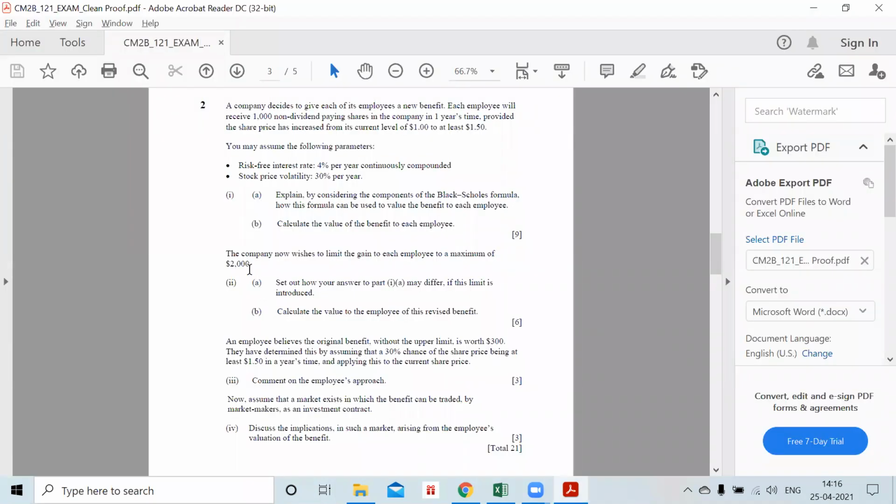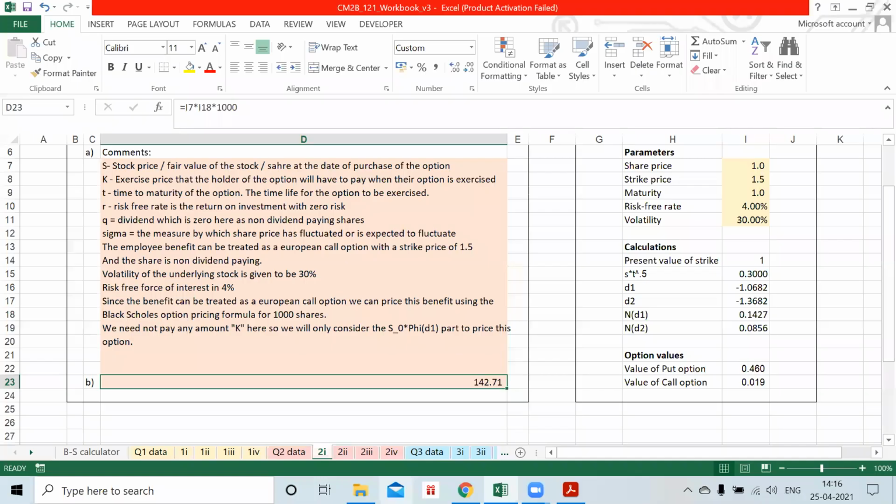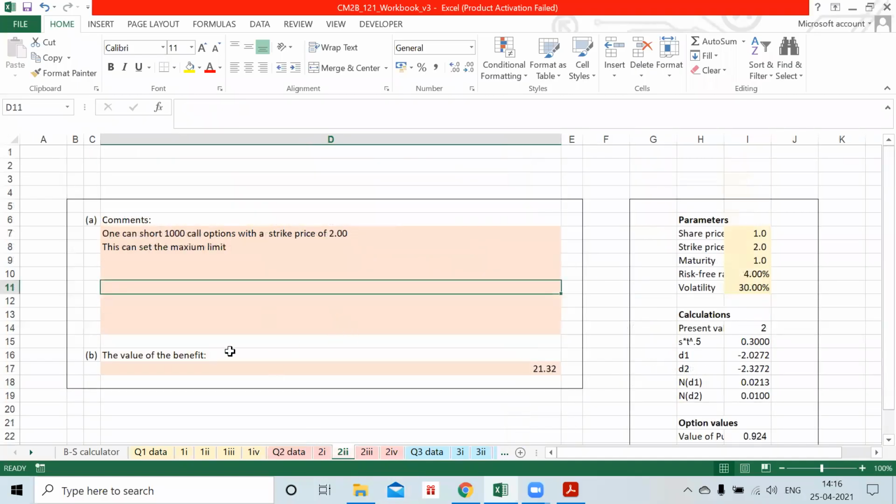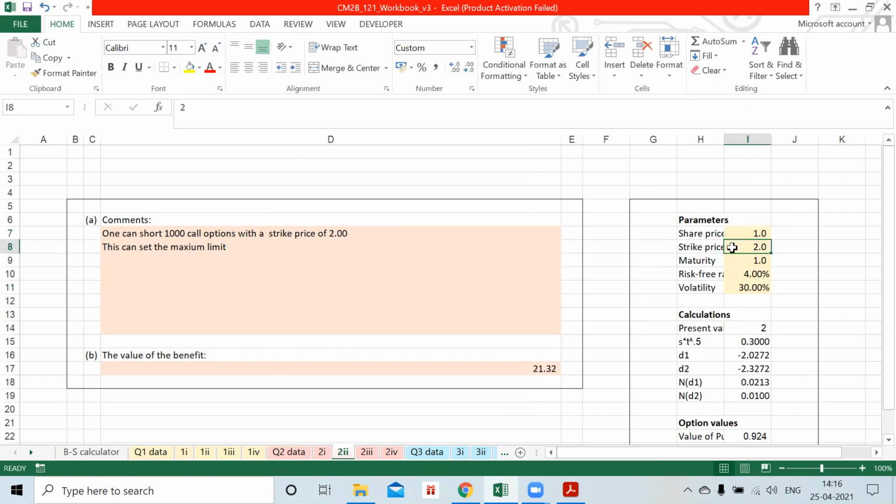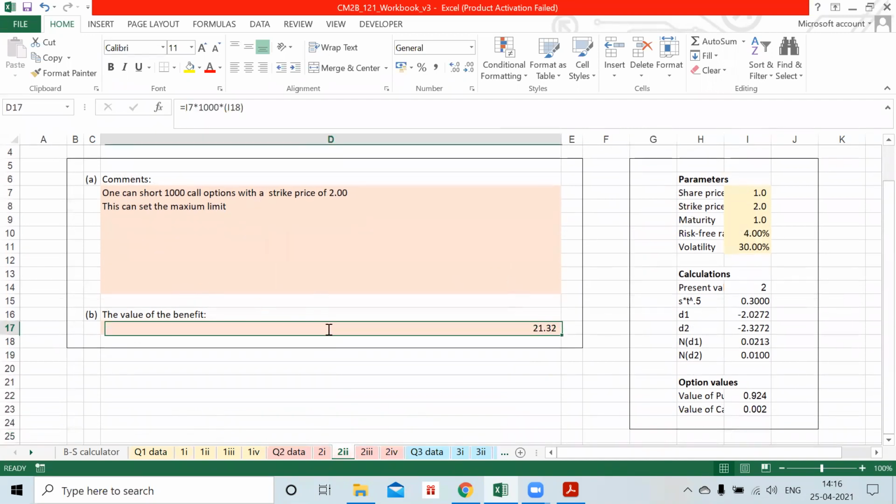Now, the company wishes to limit the gain to each employee to a maximum of 2,000. Set out how your answer to part 1 changes if this limit is introduced. So now what we have done is we are introducing a maximum of 2,000. It's just taking a replicating portfolio where I've set the strike price to 2. Okay, considering this is in thousands, we set the strike price to 2, and we have calculated the same thing but with a difference.